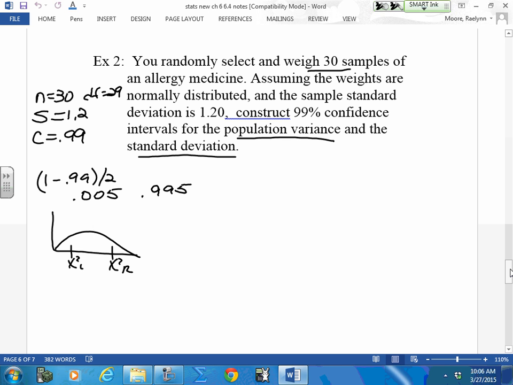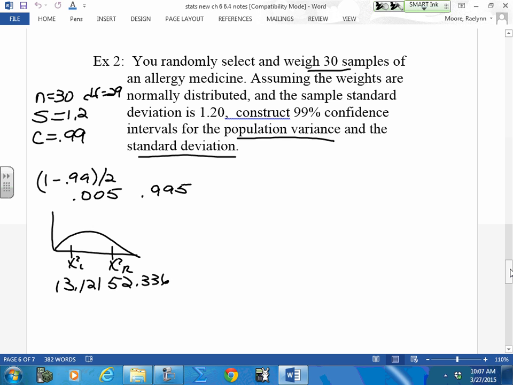31.09, is that the larger of the two? No, the smaller one is 31.319. Wait, hold on. You sure? 0.005? No. No. Degrees of freedom 29? Oh, It's 52.336. It's what? 52.336. And what's the smaller one? 13.121.